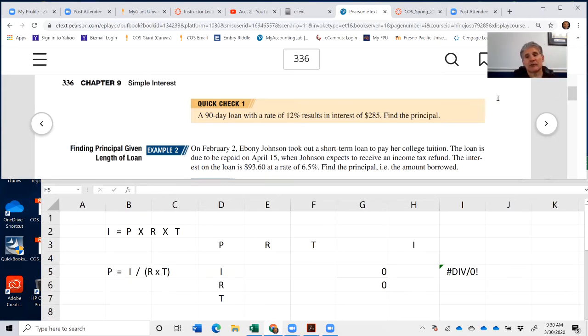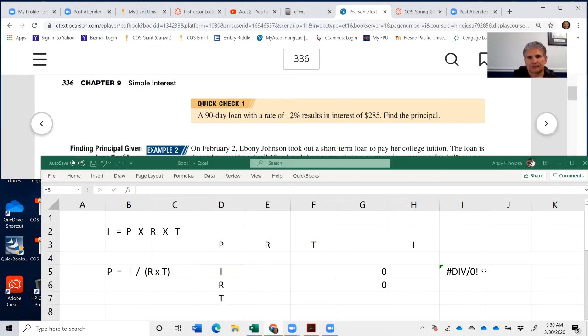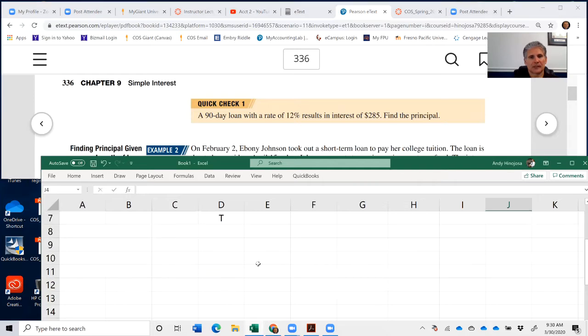First thing we need to do is figure out how many days are between February 2nd and April 15th. Let's do that down here. On February 2nd, we're trying to figure out how many days are in February. Well, we know the total number of days is 28, and we're going to subtract the 2 days that have already gone by for this month. So in February, there are 26 days.